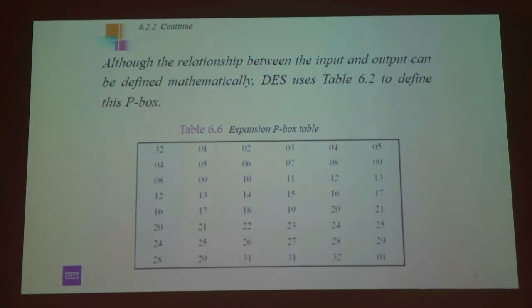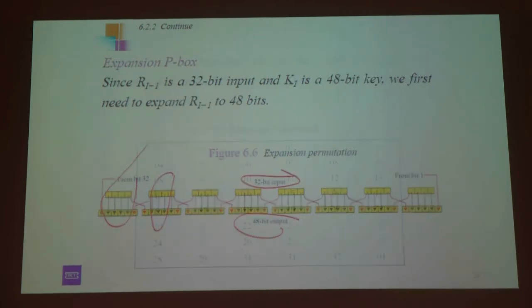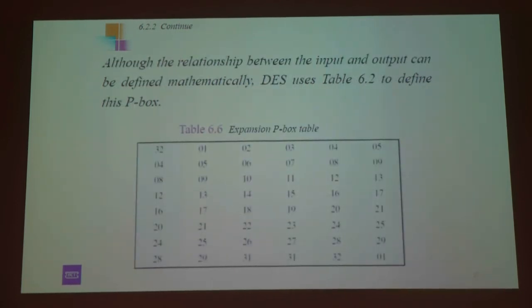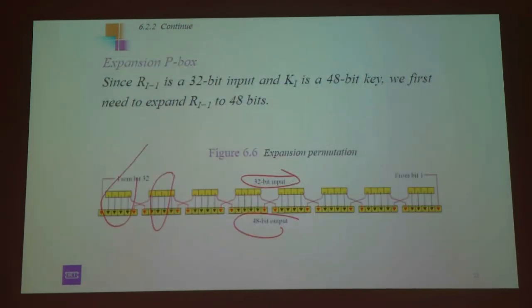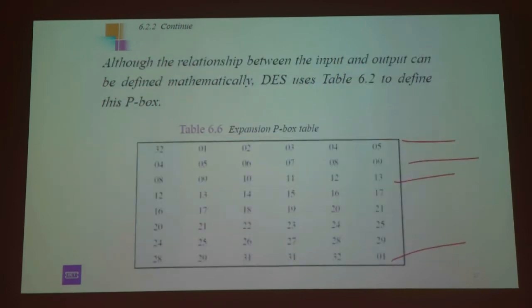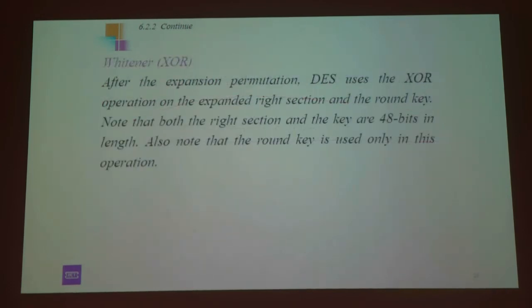All right. Although the relationship between the input and output can be defined mathematically, this uses table 6.2 to define the P box. So this one is defined like this. If you need to write a Python program, you just have to apply this table. Clear? So this is for the first box, second box, third box, and the 8th box. So we moved from here to here, and you present it as a table.